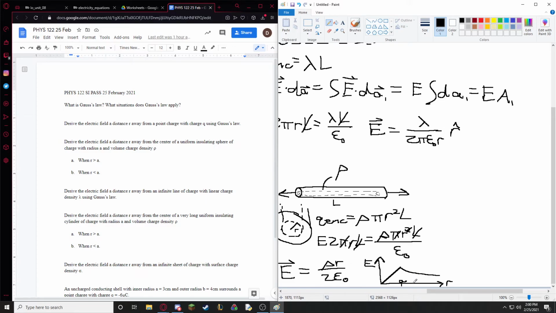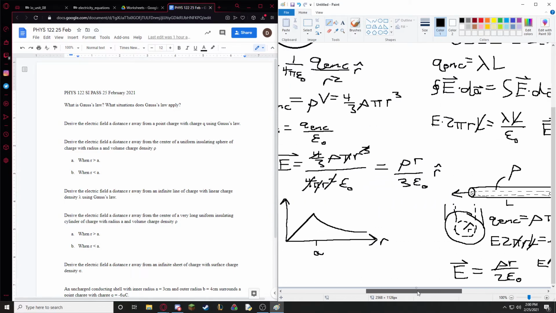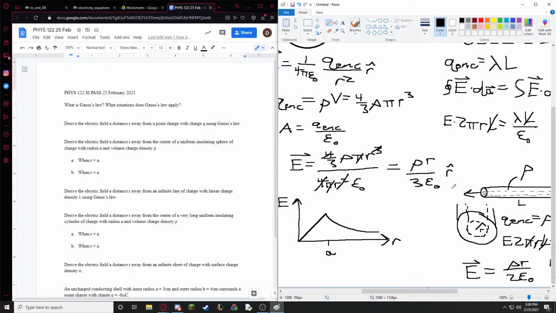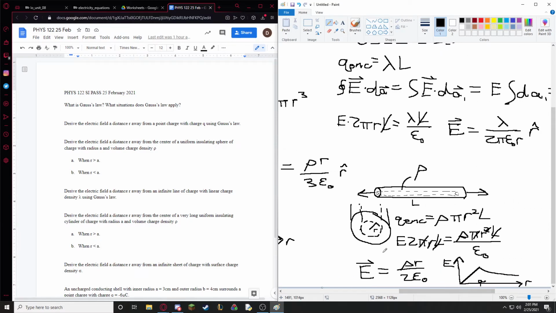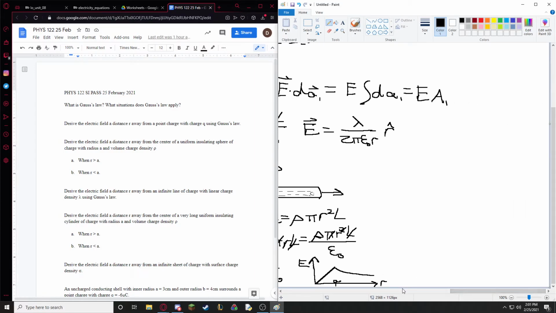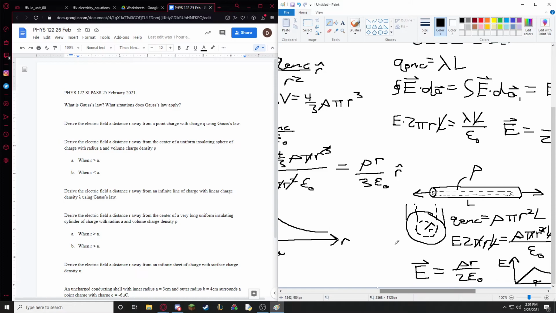So once again, it's sort of the same thought process. We want to find our enclosed charge inside our Gaussian surface, and then solve our E dot dA, and then we just algebraically solve for E. Same exact process for every single Gauss's law example you'll see. All right.